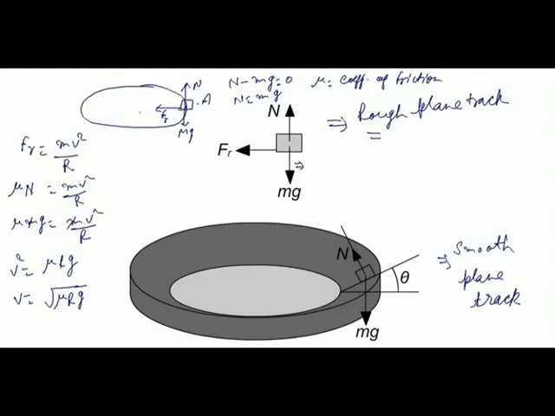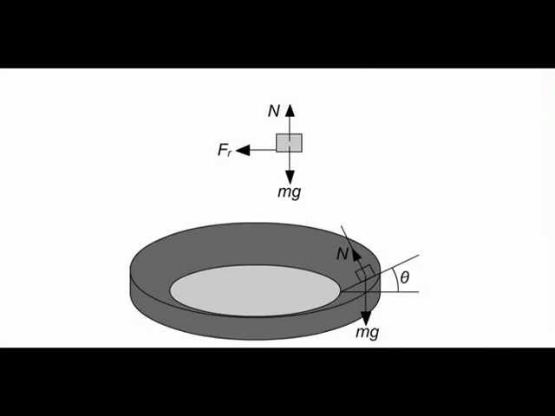So for an object which is moving in a circular track, and the track is having coefficient of friction mu and the radius of circular track is r, its velocity should be equal to under root mu rg. Now we'll see the case of smooth banked track.